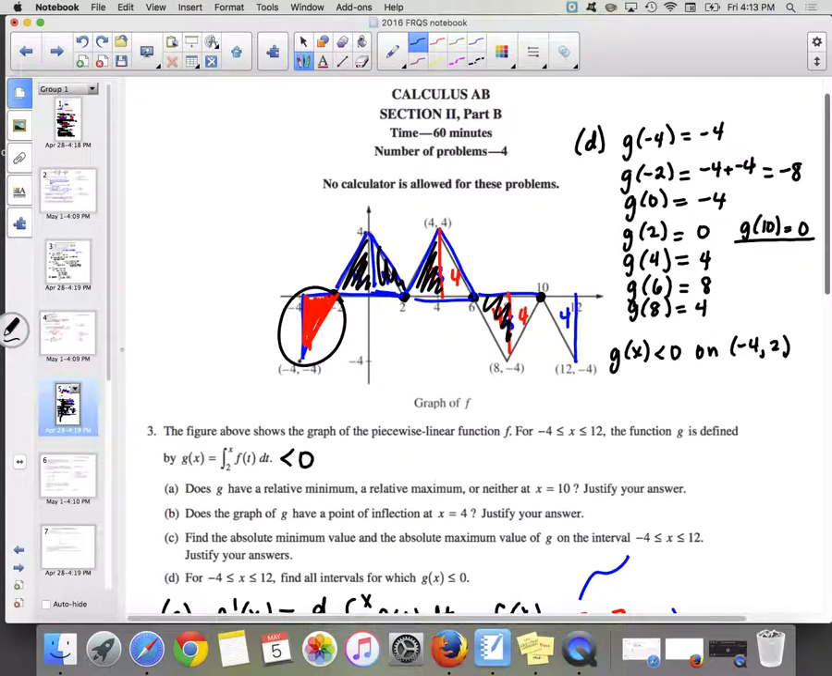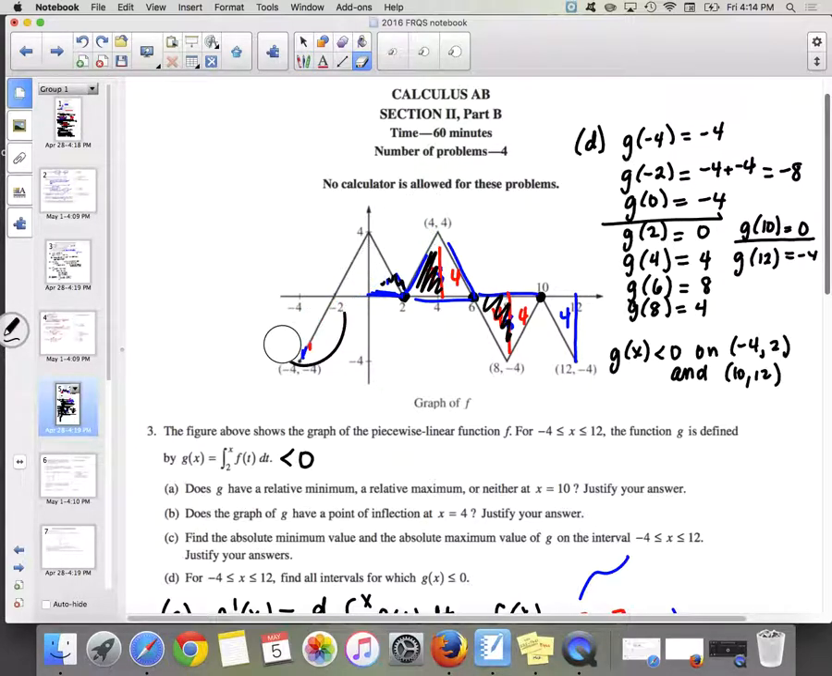So it's greater than 0 from 2 to 10, and then if you notice, g of 12 is back to negative 4. So as would g of 10.1 or whatever, it's going to be negative as well. So we're going to say g of x is less than 0, not only on negative 4 to 2, but also on 10 to 12. And I think that's the best way of doing that problem, which seems like a weird way, but really you're just thinking through every single step there. So you're doing one thing at a time and putting it all together.